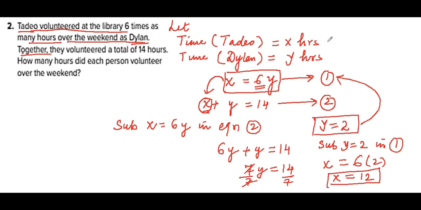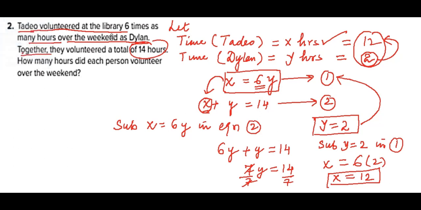So time taken by Tadio is x hours, x is 12, and time taken by Dylan is how many? 2 hours. So that's it, and you can check your answer. Together 14 hours. If you add them, 14, and Tadio is 6 times. So yes, if you multiply 2 with 6, then you will get 12. This is how we do these questions, by substitution or by elimination. So this is your question number 2. Let me discuss now the question number 3.